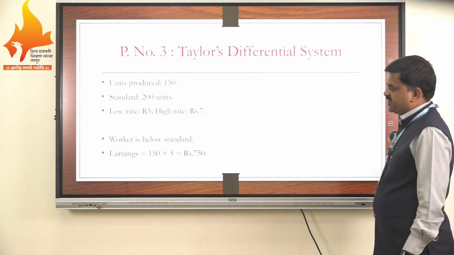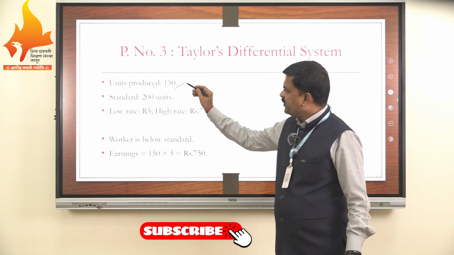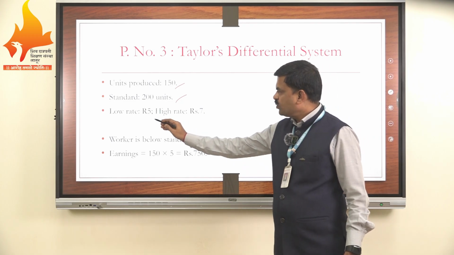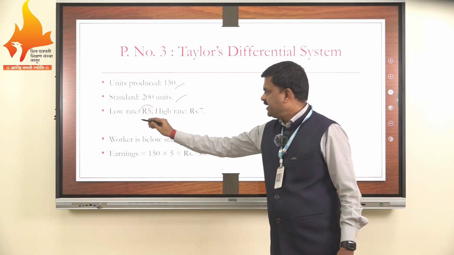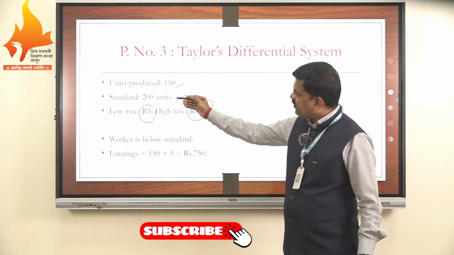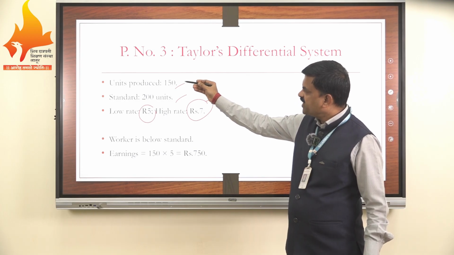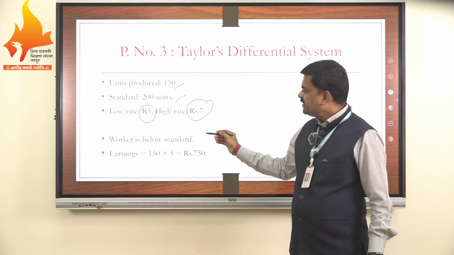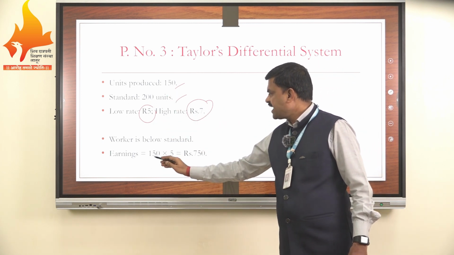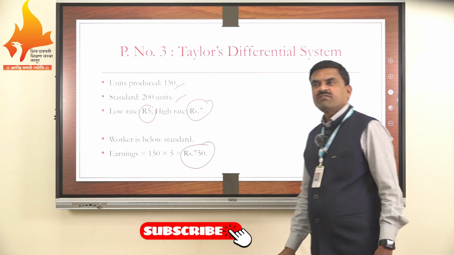Taylor's differential piece rate system. Let's take one example. Worker produced 150 units, the standard units are 200, the low rate is ₹5 and the high rate is ₹7. We can easily see that the standard is 200 units and the worker produced 150 units, so he is below standard, and he will be given the low rate. So 150, his actual units produced, into 5, the worker will get ₹750.